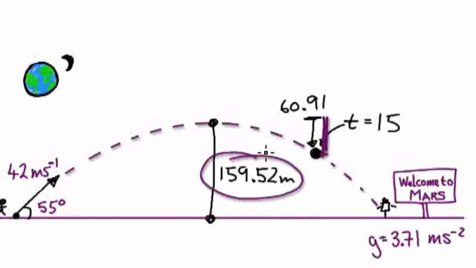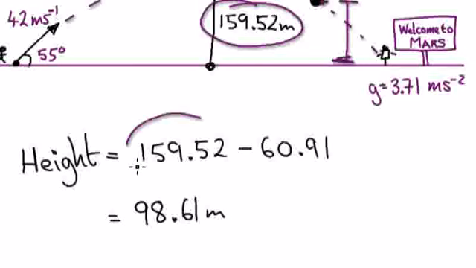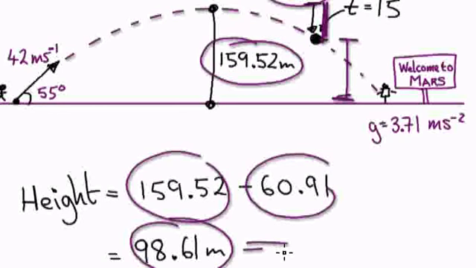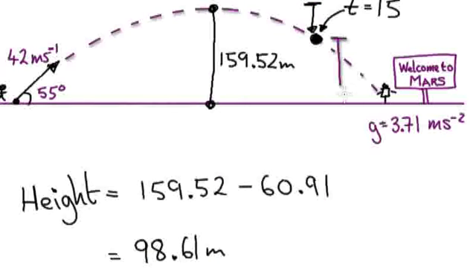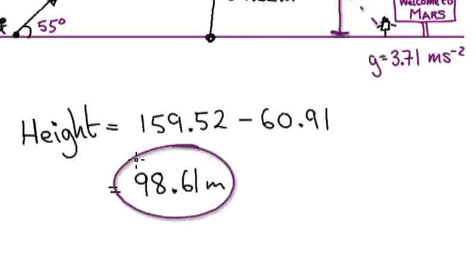So now we just need to get the maximum height, take away this bit here. That will give us the actual height of the cannonball. So that would be this, take away this, that will give us this. So the height of the cannonball is given by this bit here.